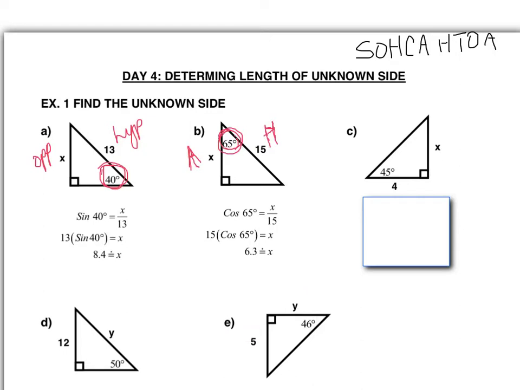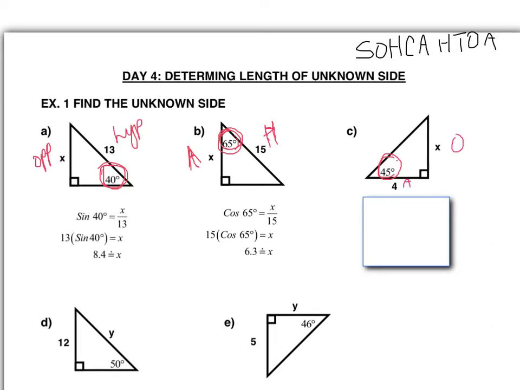So moving to the next one. Again, we circle the angle that they gave us, which is 45 degrees. You label your sides. This is my hypotenuse, right here, but they didn't ask me for it, and they didn't give it to me, so I'm not going to label it. And then I have my opposite, and I have my adjacent.